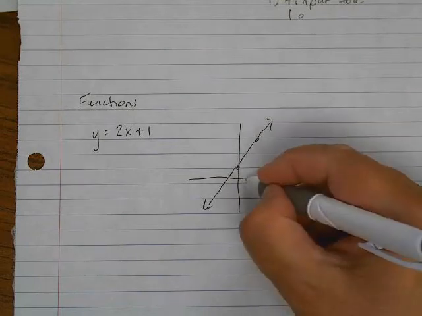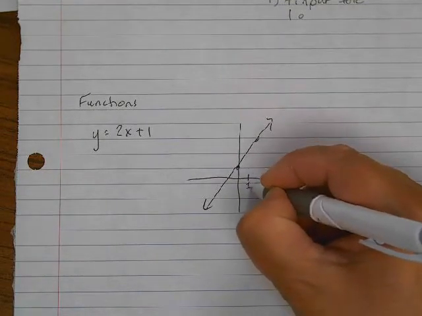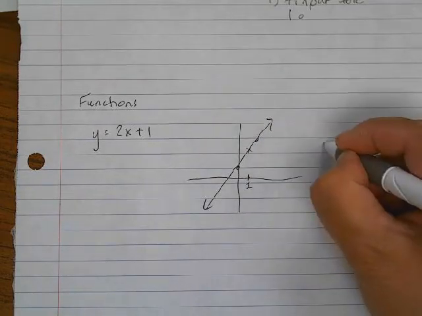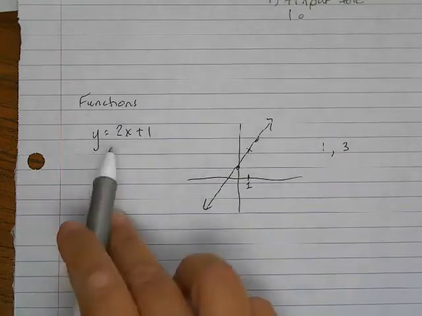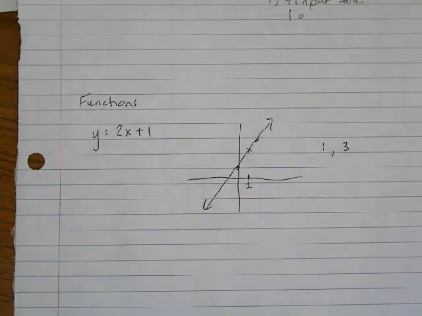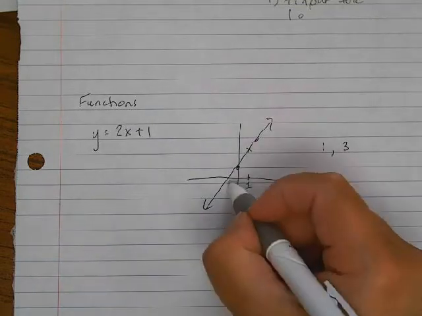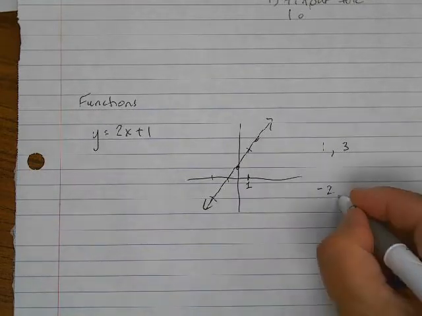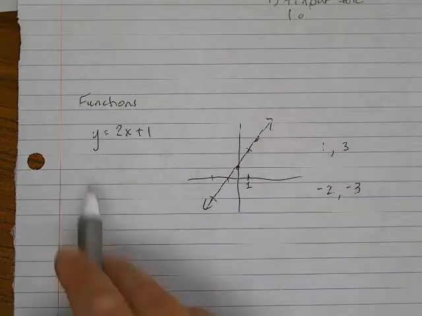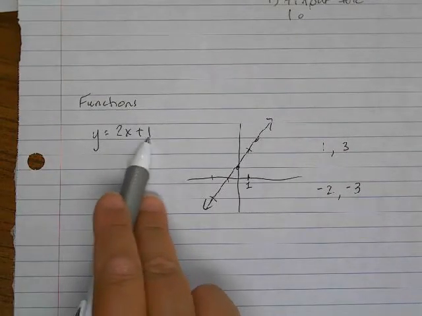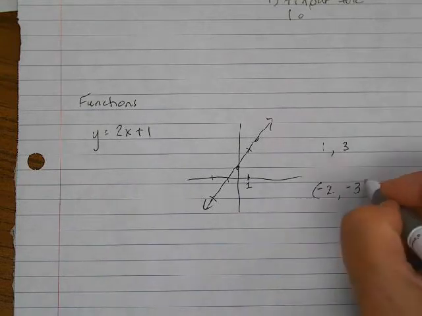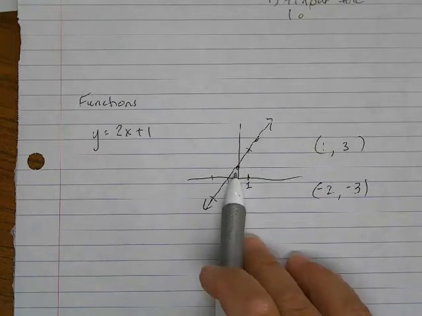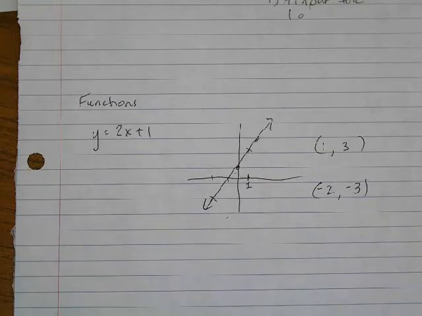For every input, like let's say I input the number 1, I'm going to get exactly 1 output. If I put 1 in, I get 3 out, because 2 times 1 is 2 plus 1 is 3. If I put -2 in, I'm going to get -3 out, because 2 times -2 is -4 plus 1 is -3. So these points are actually on this equation. And because for every input there's exactly 1 output, we call this a function.